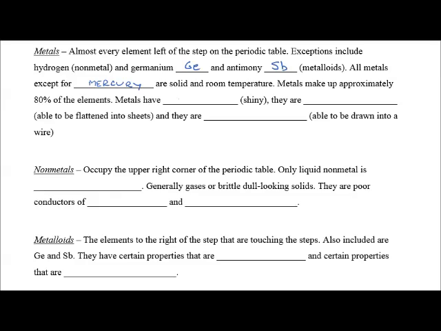Metals have luster, which means they're shiny with that metallic look. They are malleable in that they can be flattened into sheets, and they are ductile, which means they can be drawn into a wire. Nonmetals occupy the right-hand side of the periodic table. The only liquid nonmetal, you should know this, is bromine. Generally, nonmetals are dull looking, they're brittle, and they're poor conductors of heat and electricity.